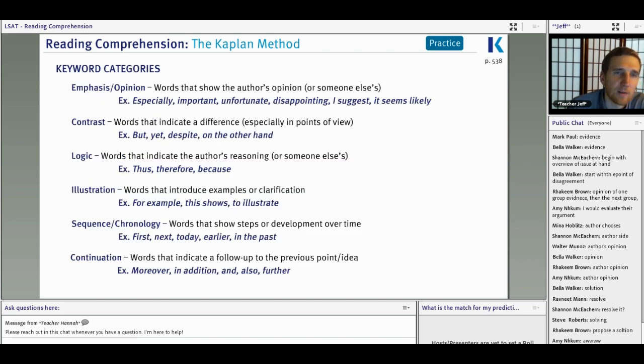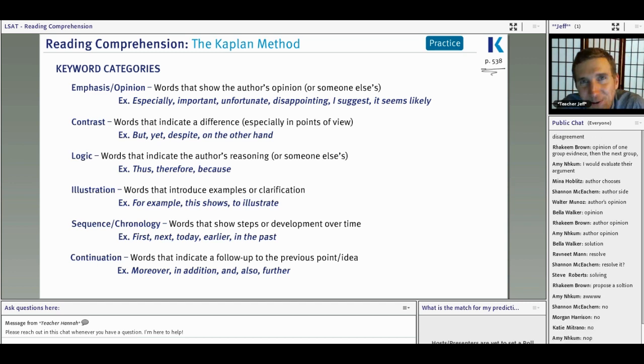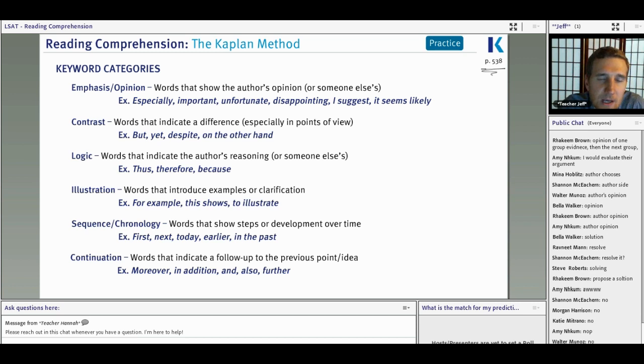The little bit more I'm referring to is right on page 538. You do have a list of classic keyword categories. Now, do you think you should be circling every single one of these keywords that you encounter in a passage? What do you think? No. Remember when I showed you that Swiss cheese before? If you circled every single word that was on this page, that would be too much.